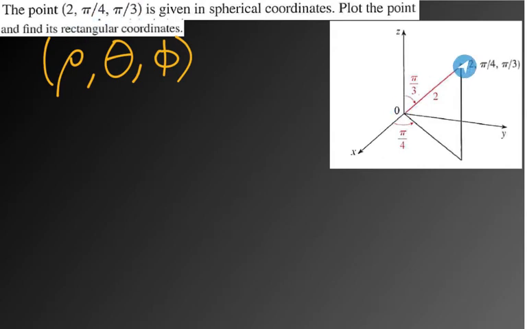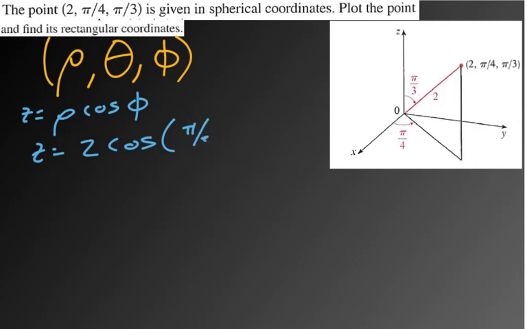So 2 out, and then spin in the plane pi over 4, and then drop down pi over 3, you'd be right there, okay? And I want to plot that point in rectangular coordinates, okay? So we know that z is rho cos phi, okay? So z is 2 cos pi over 3, which is equal to 1, all right? And that seems believable, that that'd be up at 1.